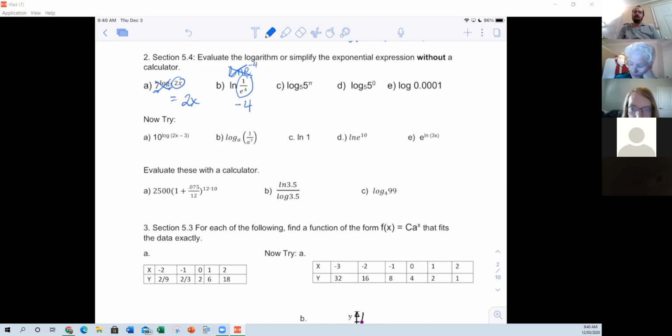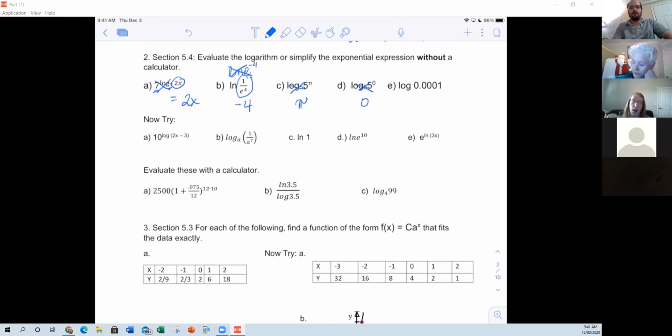Here, if you have these two things right next to each other, they're going to cancel each other out. And you're just going to wind up with pi. So here, however you look at this, you could look at 5 to the 0, which is 1, and log of 1 is 0. Or you could just say those two guys cancel each other out, and you get 0. So if your bases are the same, then they just undo each other.